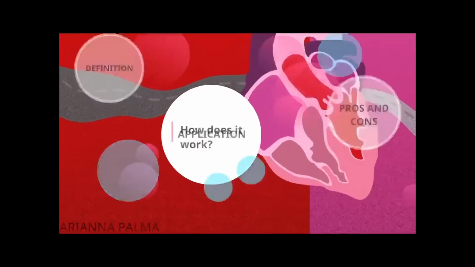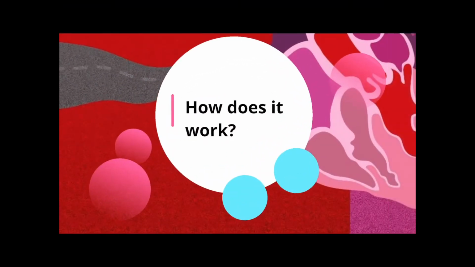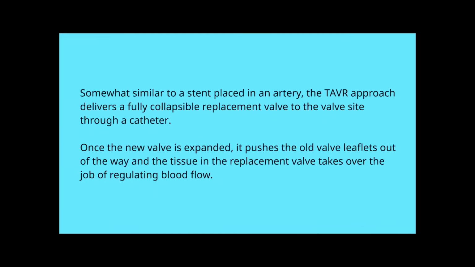Application. How does it work? Somewhat similar to a stent placed in an artery, the TAVR approach delivers a fully collapsible replacement valve to the valve site through a catheter. Once the new valve is expanded, it pushes the old valve leaflets out of the way, and the tissue of the replacement valve takes over the job for regulating blood flow.